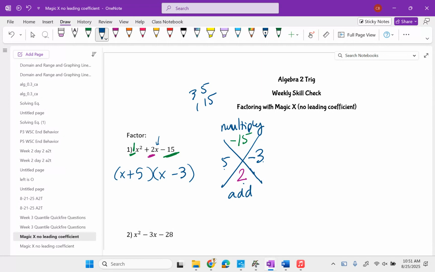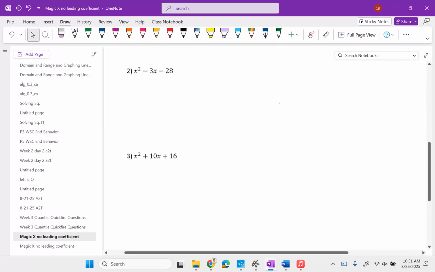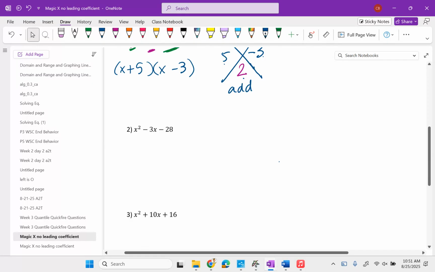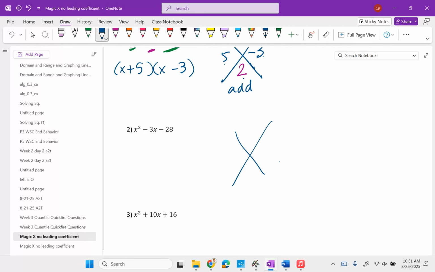Any questions? All right, we're going to try it again. I've got 4 of them on there today. Okay, let's do another one together. Again, I'm going to go through it with you. I have to multiply the invisible 1 times the negative 28. What do I get? Negative 28. That goes in the top.